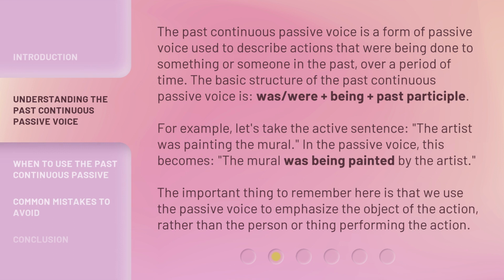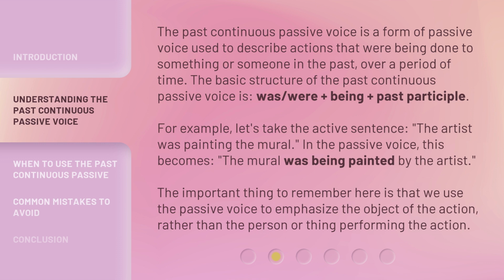The past continuous passive voice is a form of passive voice used to describe actions that were being done to something or someone in the past, over a period of time. The basic structure of the past continuous passive voice is was/were plus being plus past participle.